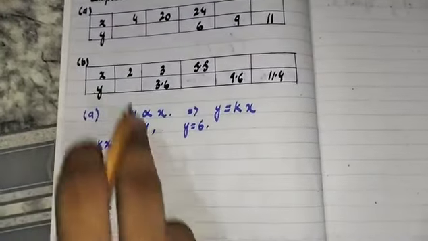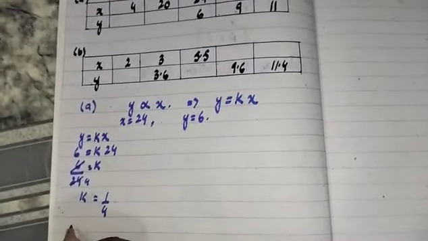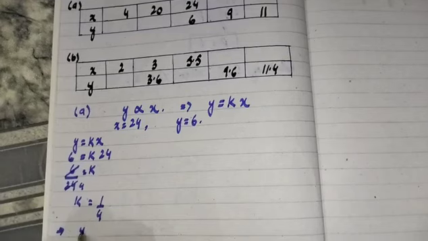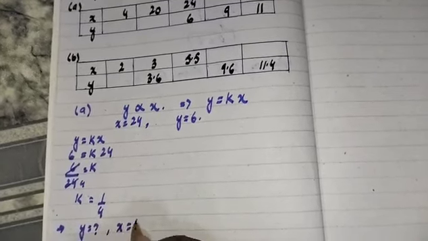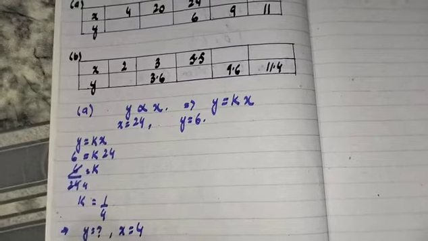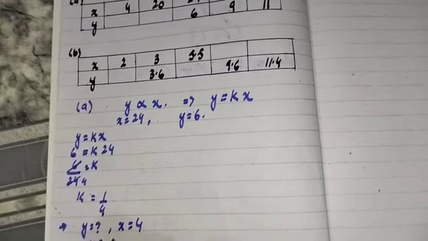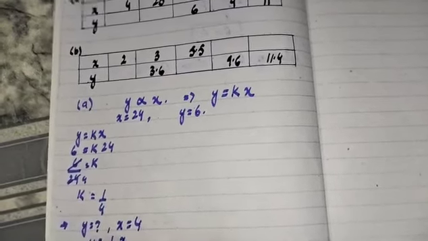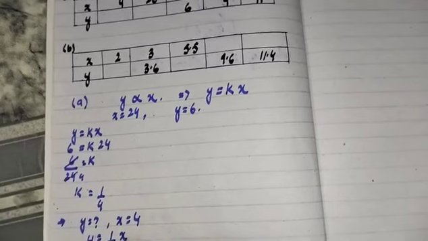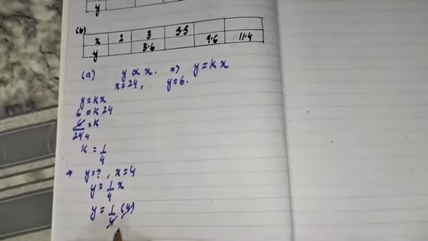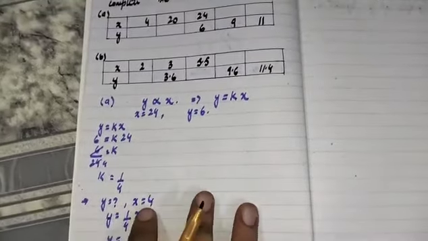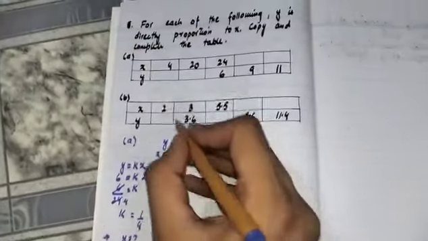First we will find y when x is equal to 4. So the equation will be y = kx, and the value of k is 1 by 4. So y must be equal to 1 by 4 times 4. By cancelling 4 by 4, the value of y will be 1. So it means that when x is equal to 4, y must be equal to 1.